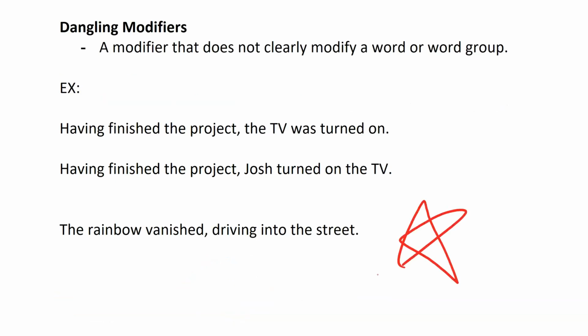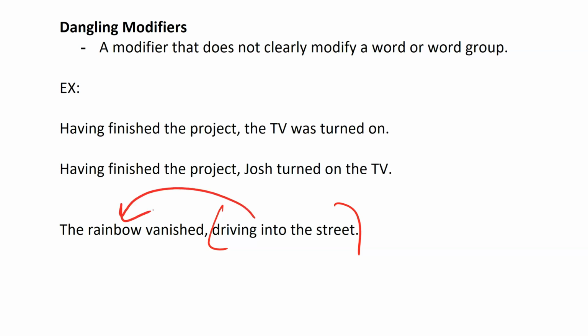Here's another one. The rainbow vanished driving into the street. Okay, so driving into the street is a modifier, but I don't know what it's modifying. It's certainly the rainbow wasn't driving into the street, so it's hard for me to think that this is some sort of adjective clause, adjective phrase describing a rainbow. Something's missing here. We have to figure out what it is.